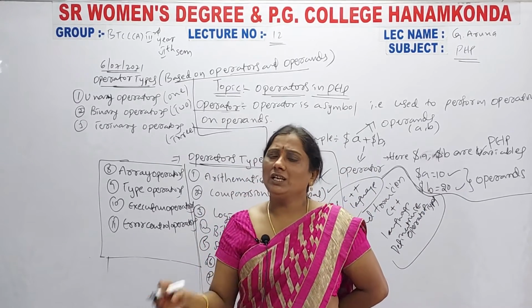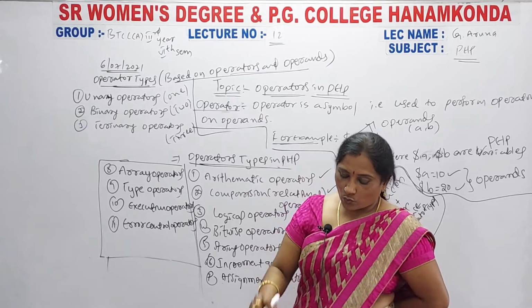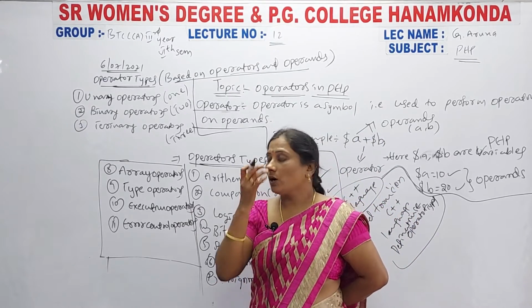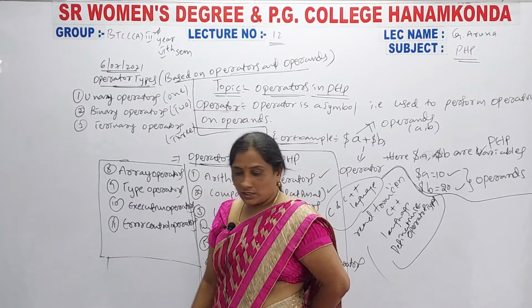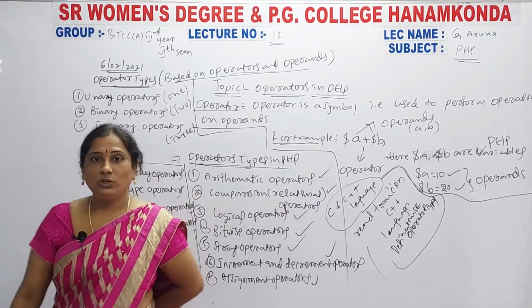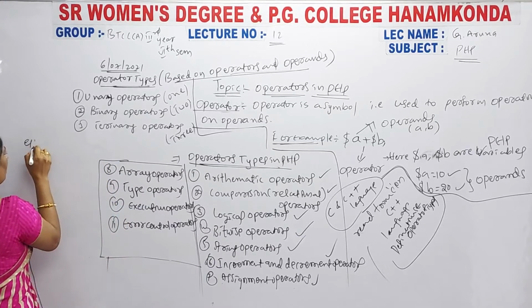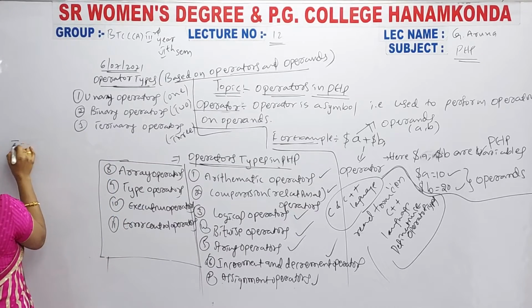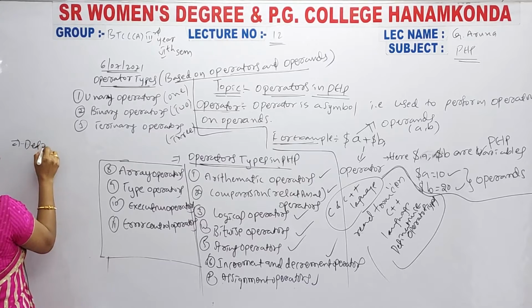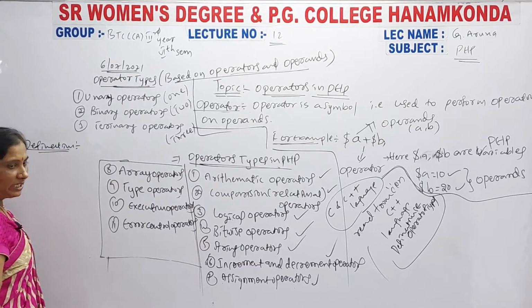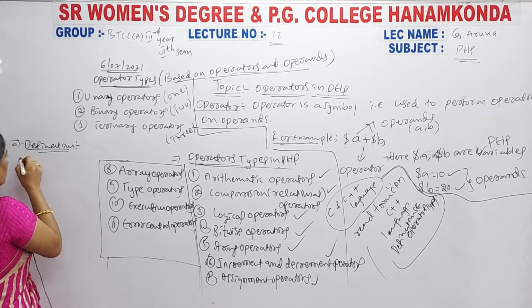So in unary, how many operands are there? Only one operand is there in unary. So what is an example of unary? First you have to write the definition, and for each and every operator you have to write the definition. What is the definition of unary?